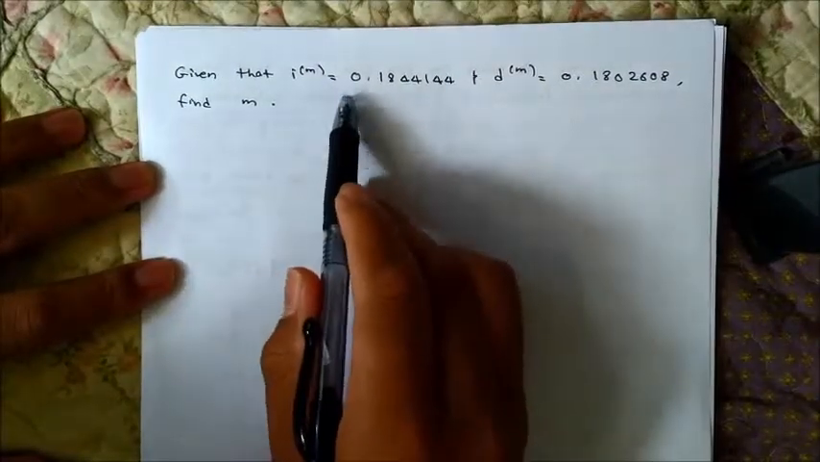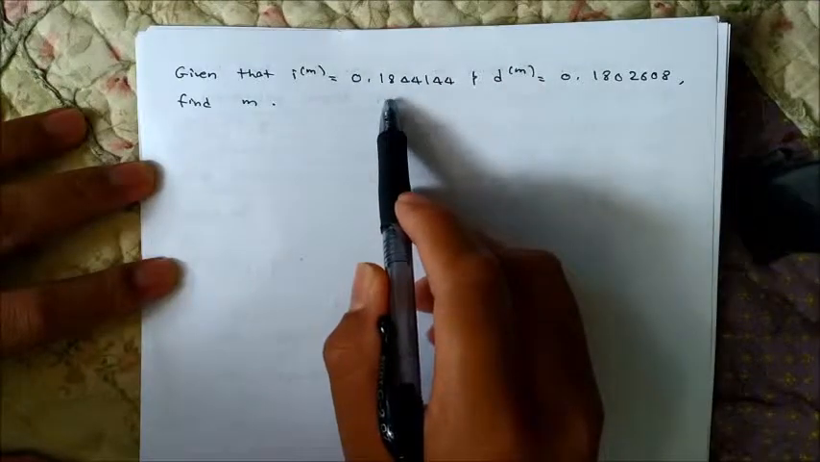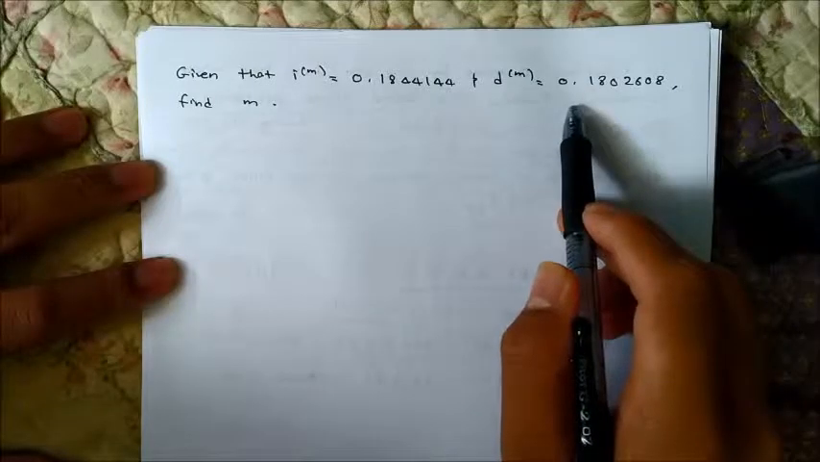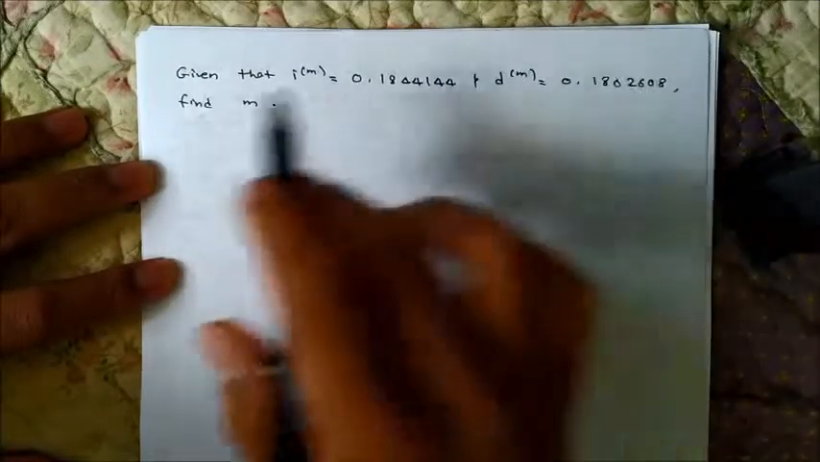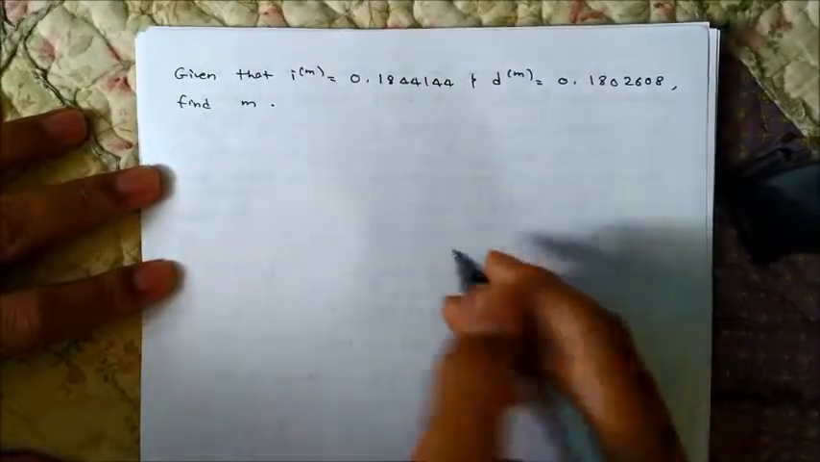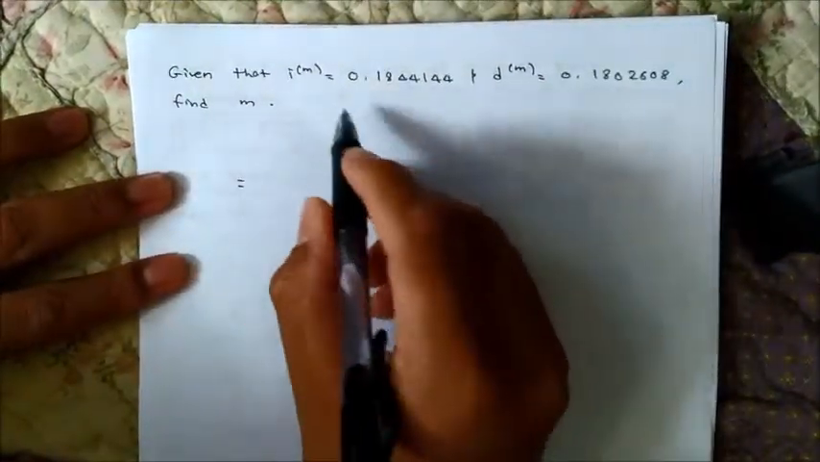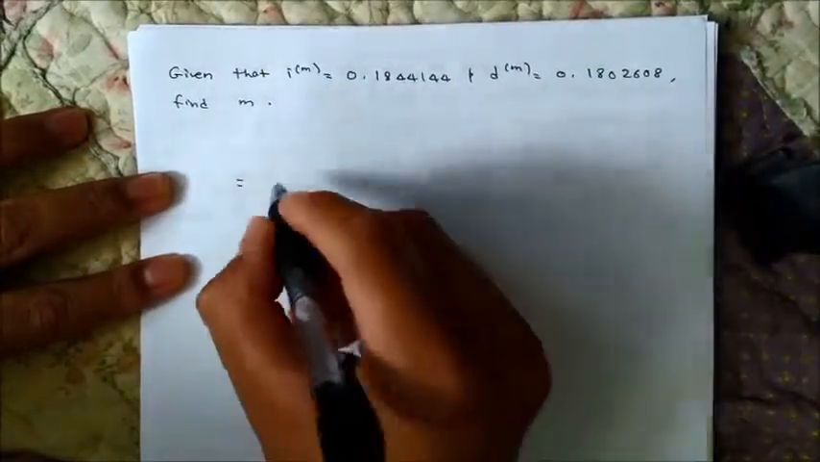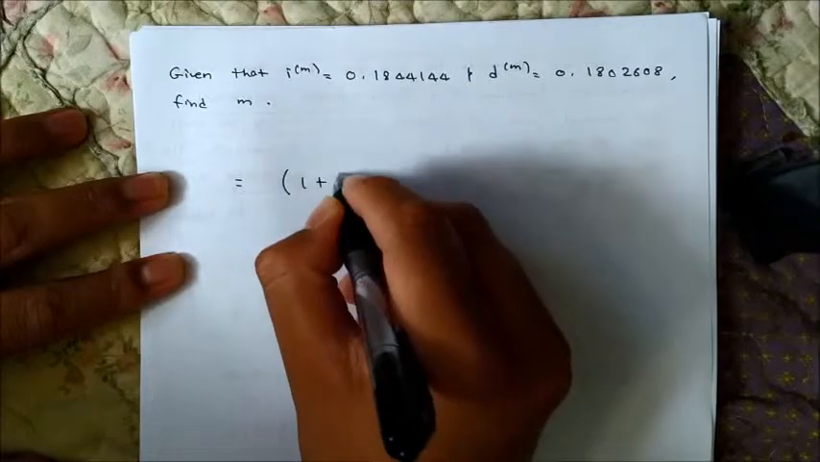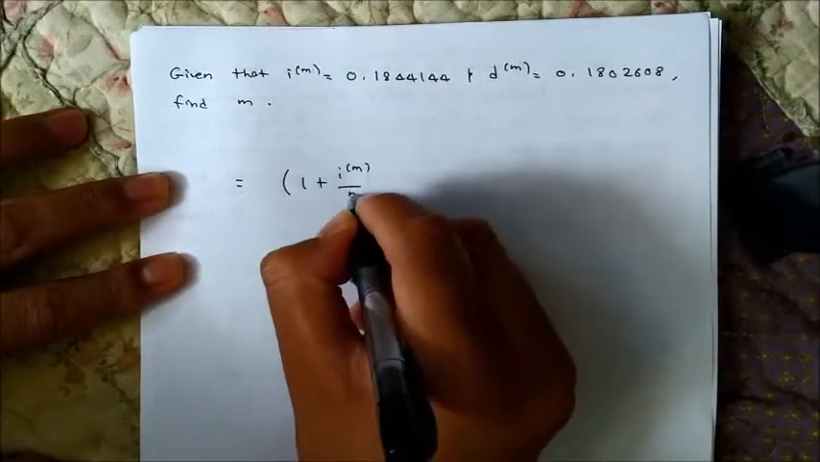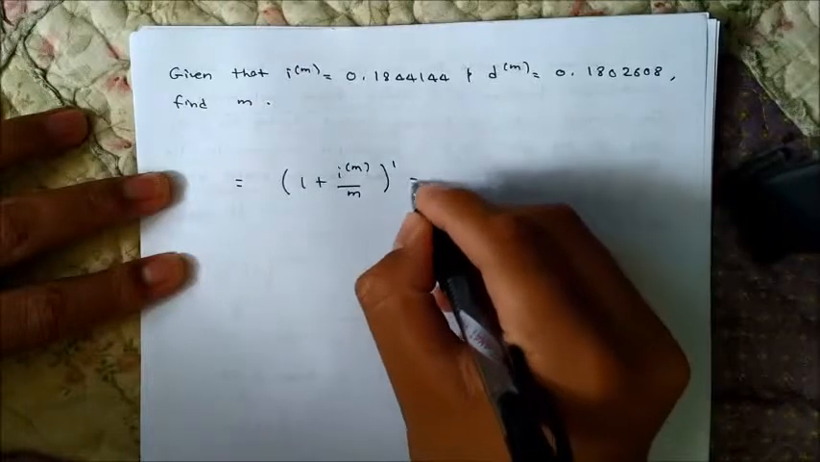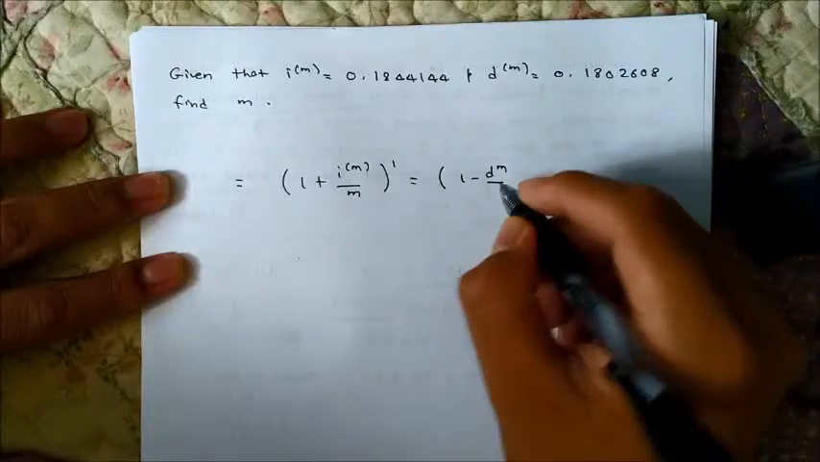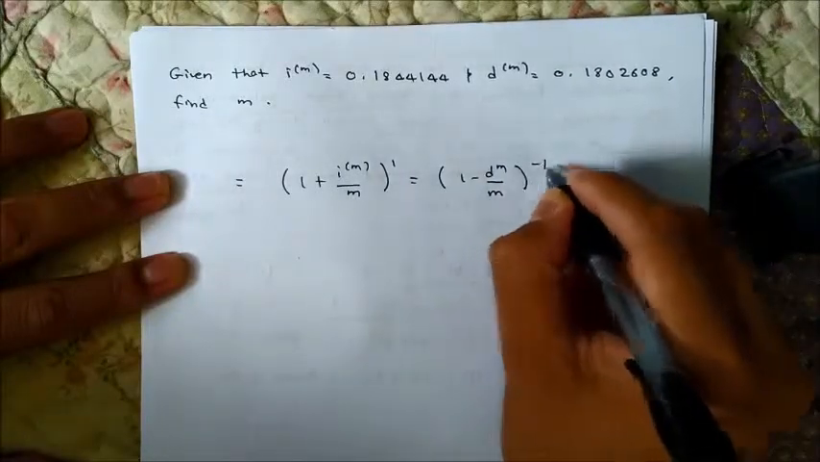Given that i^(m) equals 0.1844144 and d^(m) equals 0.1802608, find m. Alright, here in this case, since both of the equations use the same m, we can use the principle of (1 + i^(m)/m) to the power of 1, which equals (1 - d^(m)/m) to the power of -1.